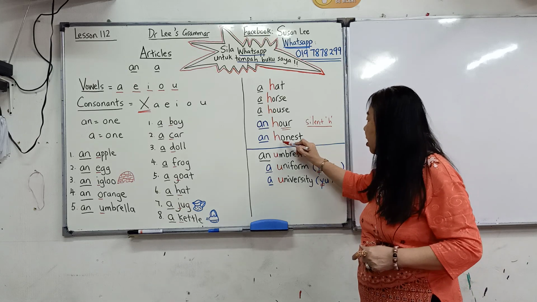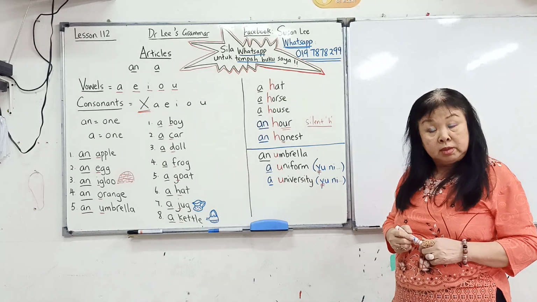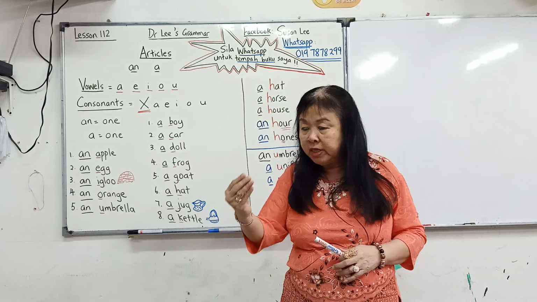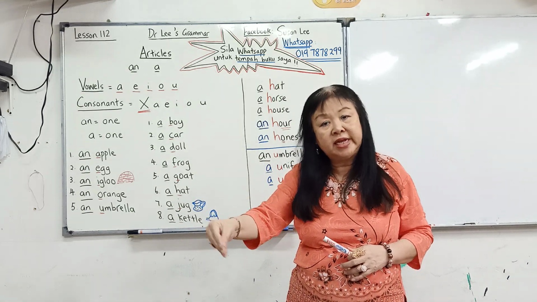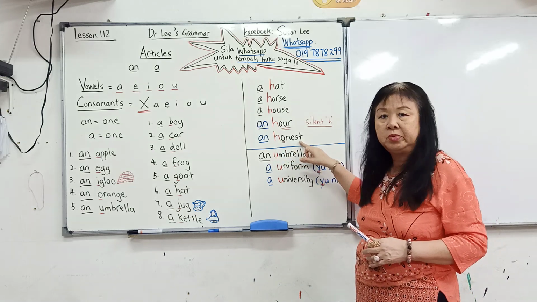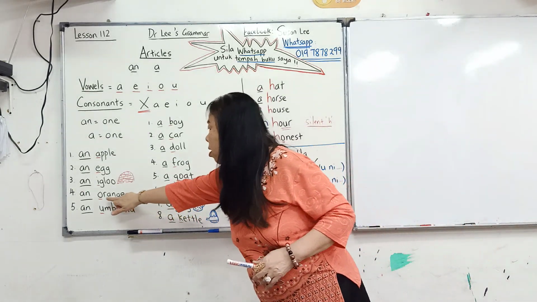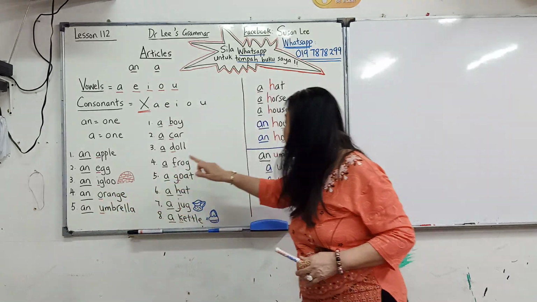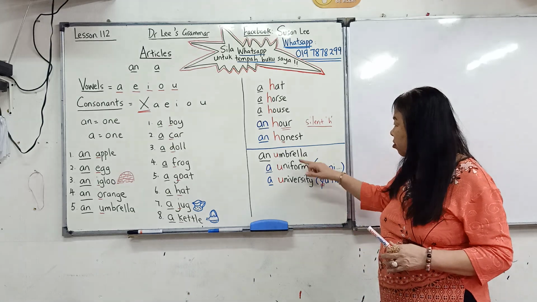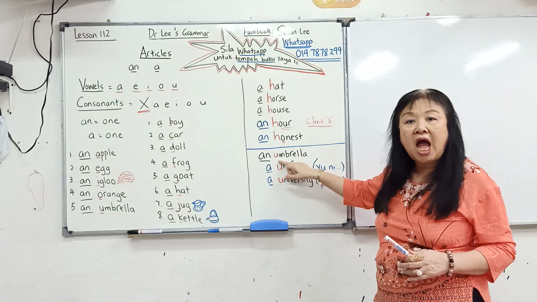And same here. You start your pronunciation from here. Honest. Do you know what honest means? Honest means you tell the truth, you don't tell lies. You do things the right way. You don't cheat, then you are honest. So an honest, not a honest, no. Because of the pronunciation, orange, so we use an, we cannot use a. For this one, and umbrella, sound, so an.